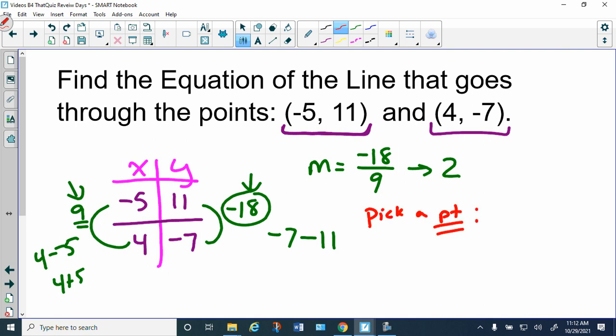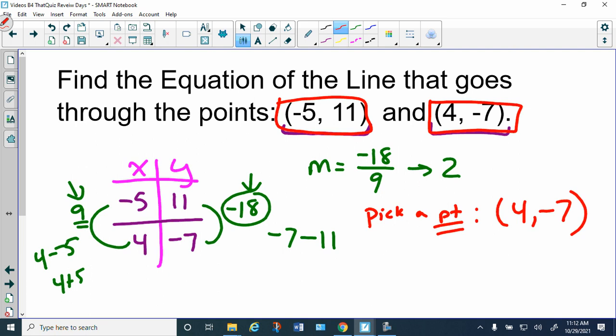And here's where I know why I picked this, because we can't run, we can't hide from these negatives, because no matter which point we pick, either this point or this point, they both have a negative. So let's just get used to it. Let's pick 4, negative 7. I could pick negative 5, 11. It doesn't matter. We're going to get the same answer. So I'm going to pick the point 4, negative 7.